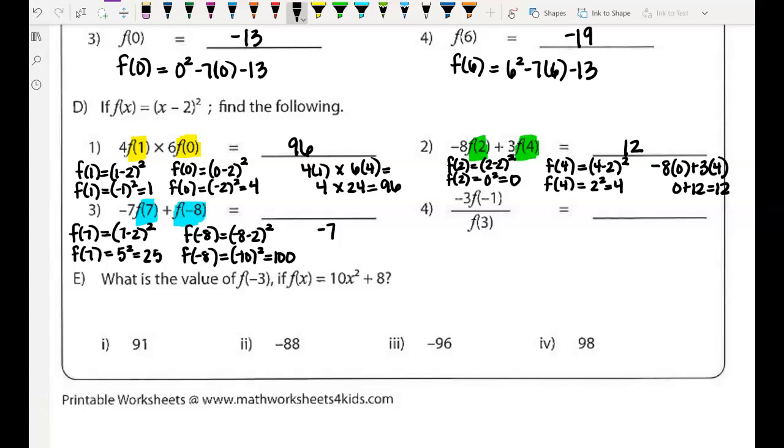So we have -7 times 25 plus 100. So -175 plus 100 would equal -75.